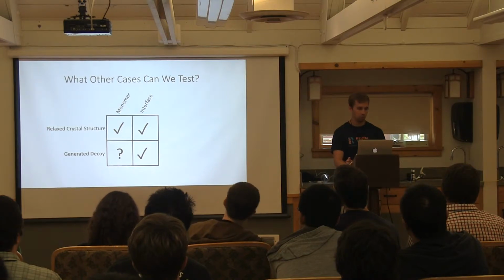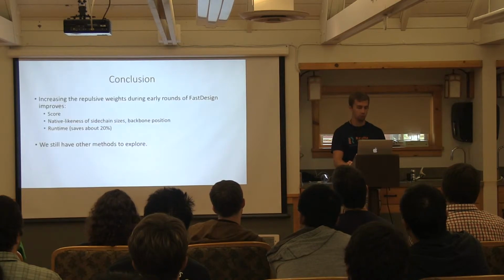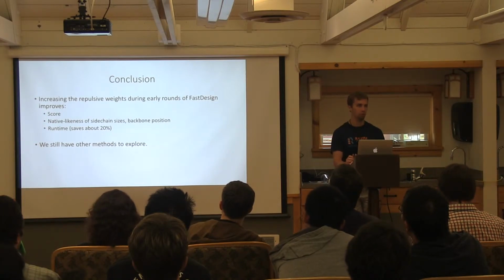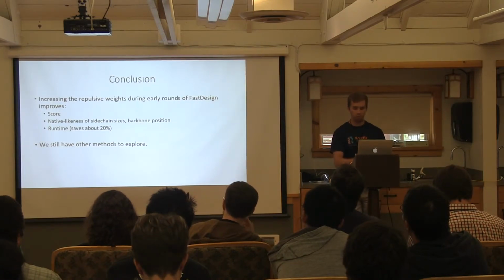We're still looking at different cases and different ways to explore, but so far we've concluded that increasing the repulsion improves the score in almost every case that we've looked at. It also improves the native-likeness of the side chains and the backbone position, like that first example I showed. I didn't show any data on this.